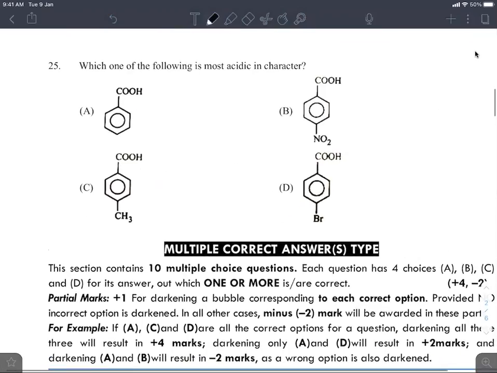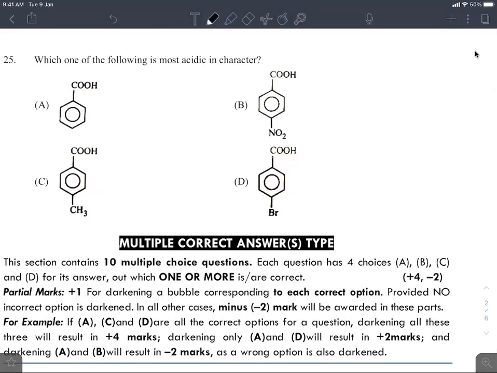Which of the following is most acidic in character? You have to only check out the inductive effects or withdrawing nature. See, here NO2 has minus I effect as well as minus M effect, which means it is strongly electron withdrawing group. CH3 will give you plus I effect as well as hyperconjugation. So it is very good electron donating group. Bromine is giving minus I plus M, but for halides minus I is more dominant, so it is electron withdrawing group.